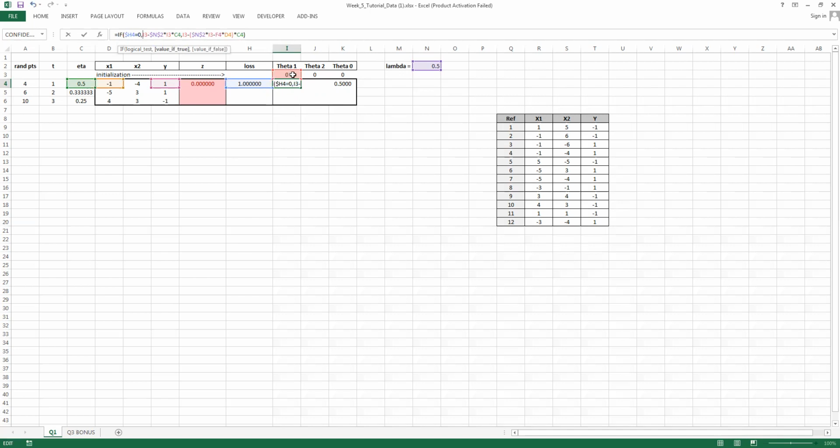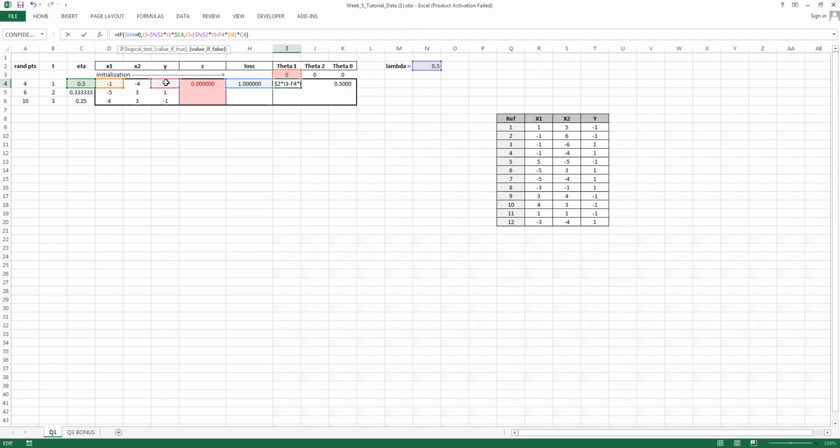I3, that's theta 1. I do want that to move over. So I'm going to leave that. C4, that's the eta. I don't want that moving. I'm going to fix it. I3 is theta 1. That can move.